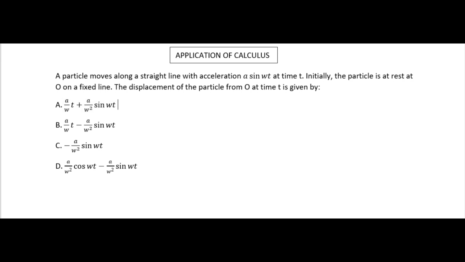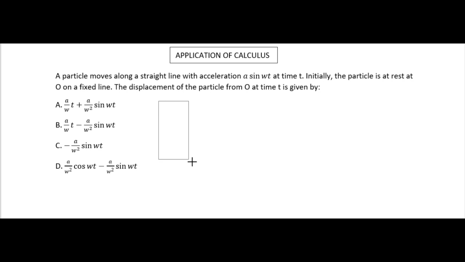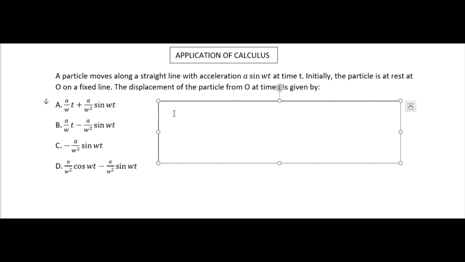So we are going to get the relationship between the acceleration and the velocity as well as the displacement. So first we are going to get the relationship between the acceleration and the velocity. So our acceleration is simply given by dv by dt. That's a basic recall that we need to know. Acceleration is equal to dv by dt.